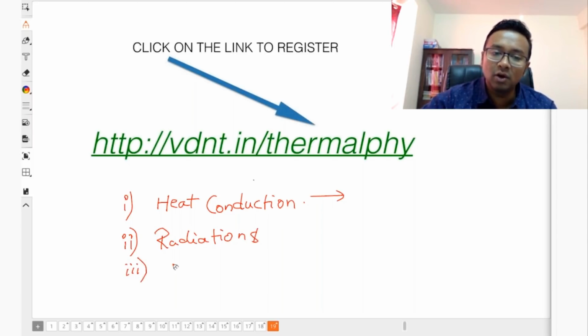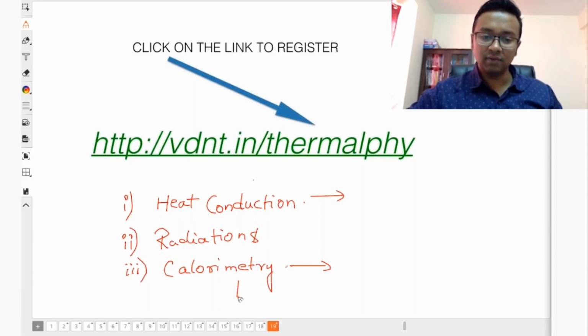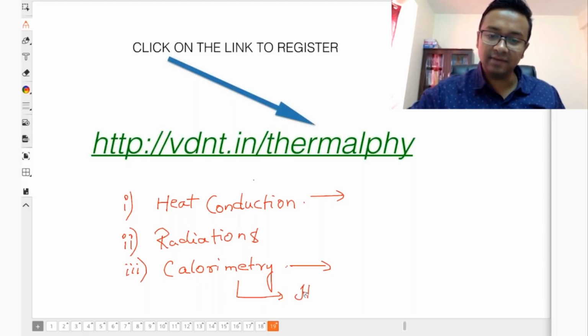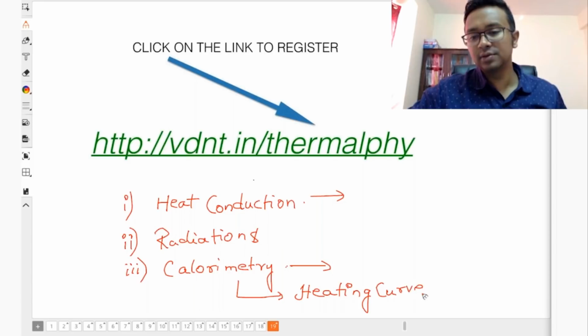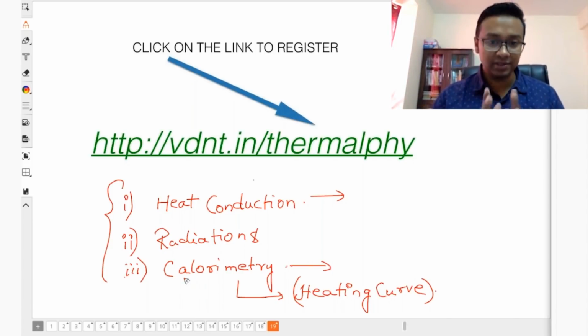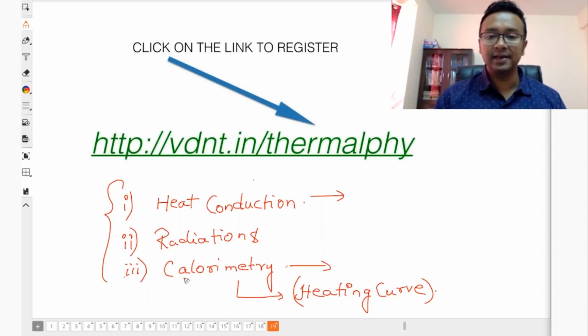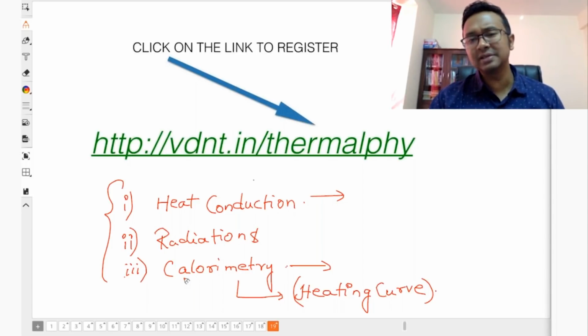So we're going to do a lot of questions on calorimetry, which we have not done in today's session, and look at one of the favorite areas, that is your heating curve, that is going to be there. So this is primarily what we are going to cover in the course that is going to be starting pretty soon. All right, it is going to be a 2-hour modular course, students, in which we'll be having only numericals.